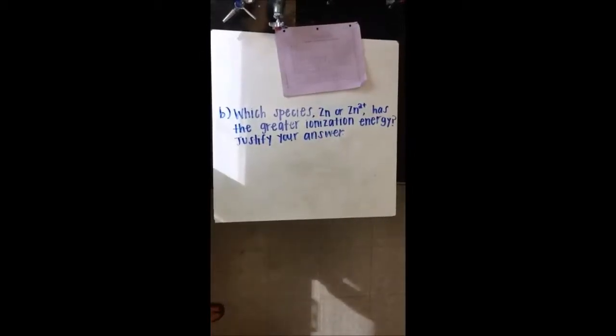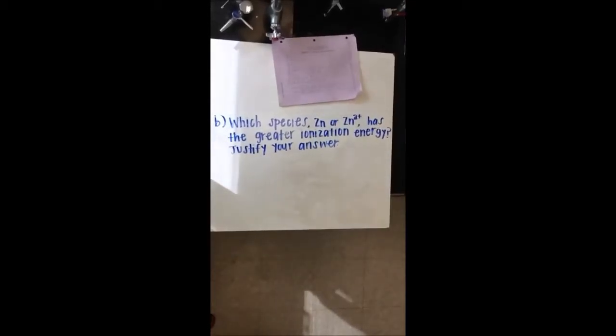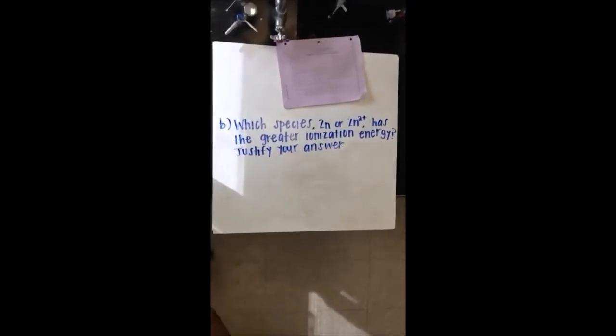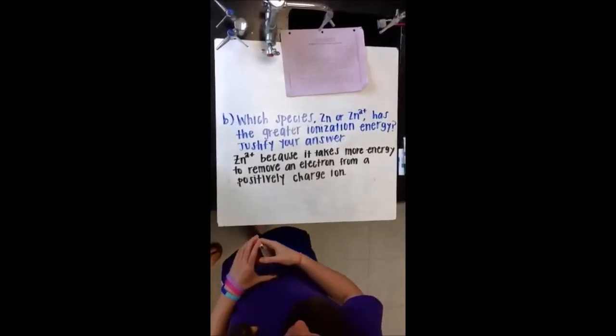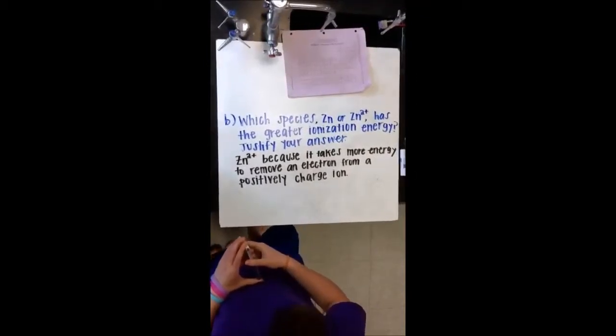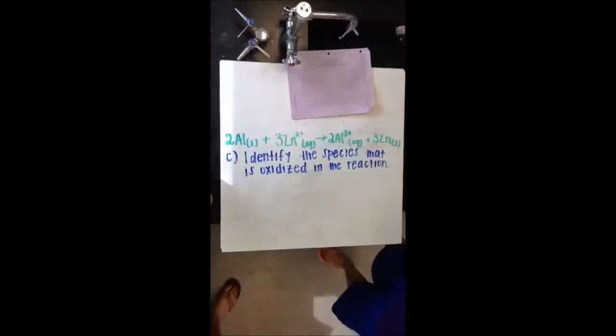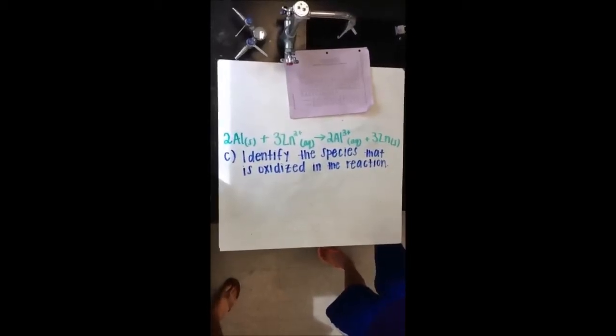Question B reads, which species, zinc or zinc 2+, has the greatest ionization energy? Justify your answer. Zn2+ has a higher ionization energy because it takes more energy to remove an electron from an already positively charged ion. Question C reads, identify the species that is oxidized in the reaction.